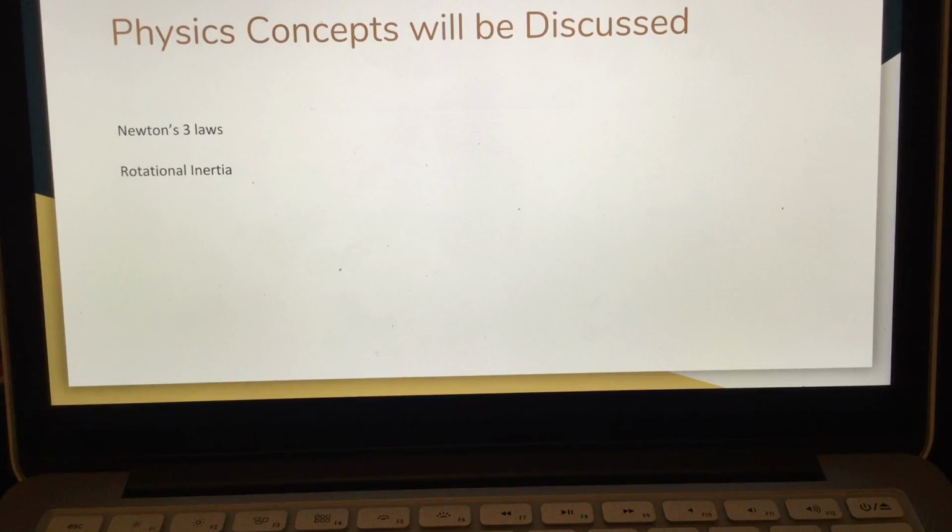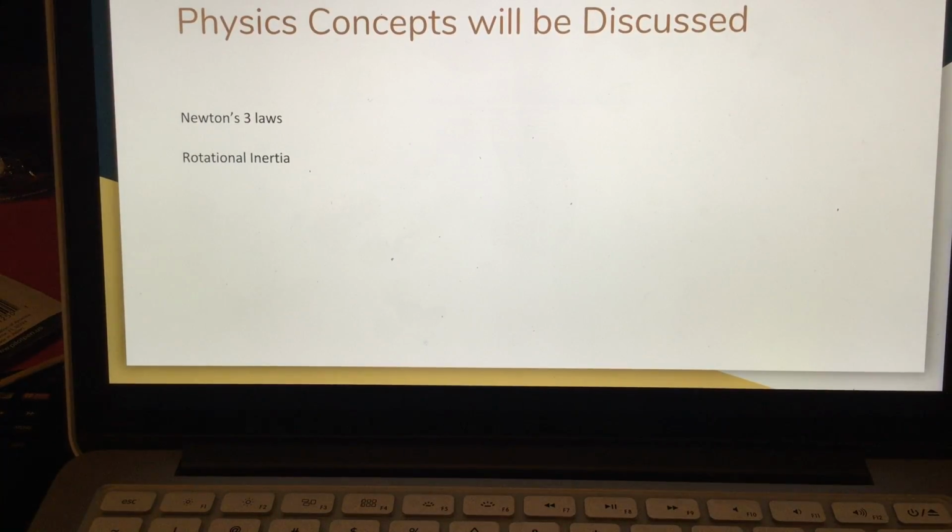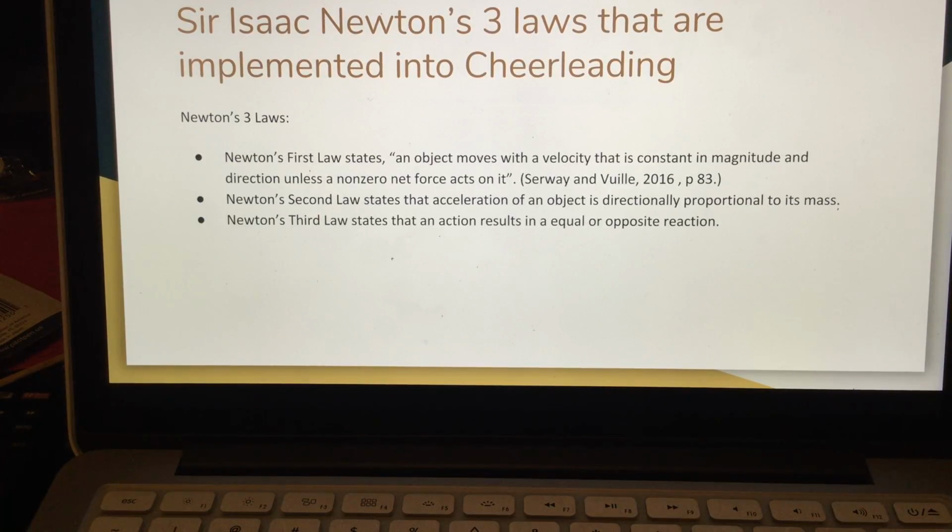The physics concepts that will be discussed are Newton's three laws and then rotational inertia. Sir Isaac Newton has three laws, and they are always implemented in cheerleading. I'm going to start with Newton's first law. Newton's first law states that an object moves with a constant velocity, with constant magnitude and direction, unless a non-zero net force acts upon it.